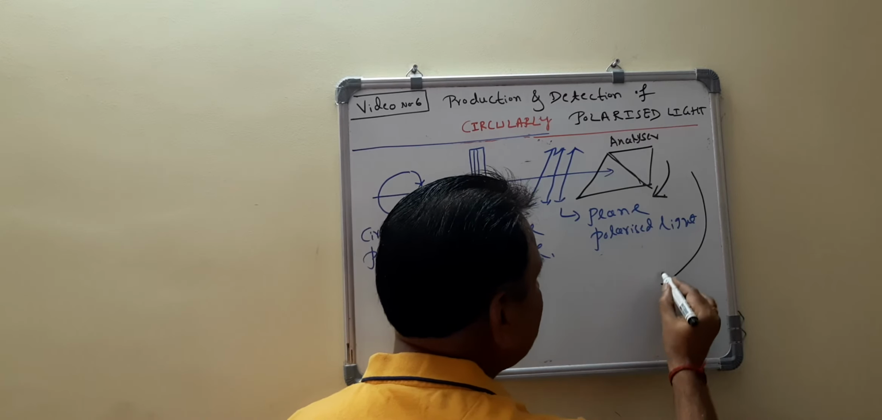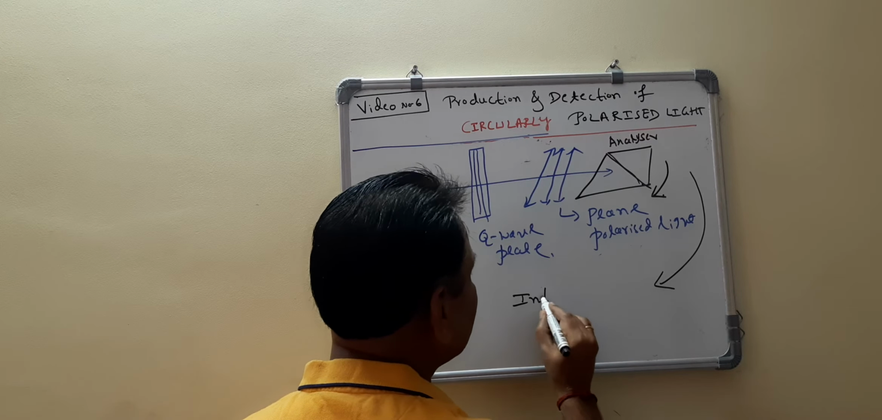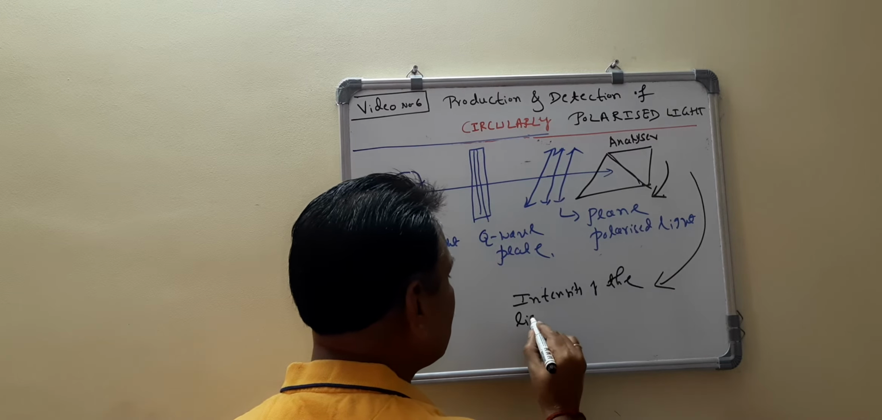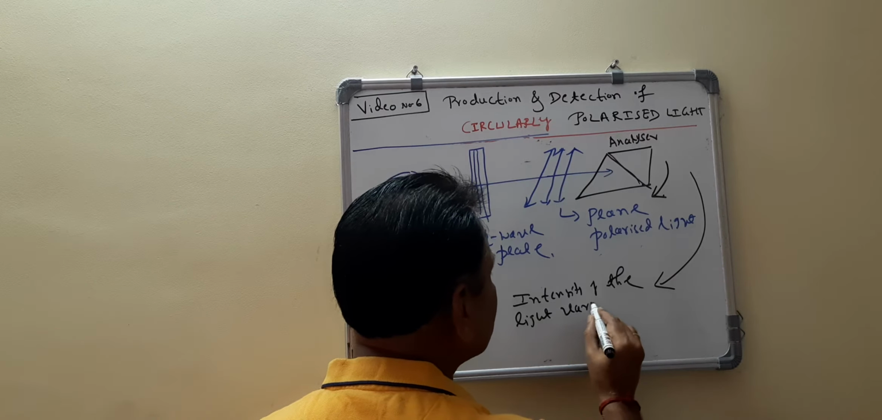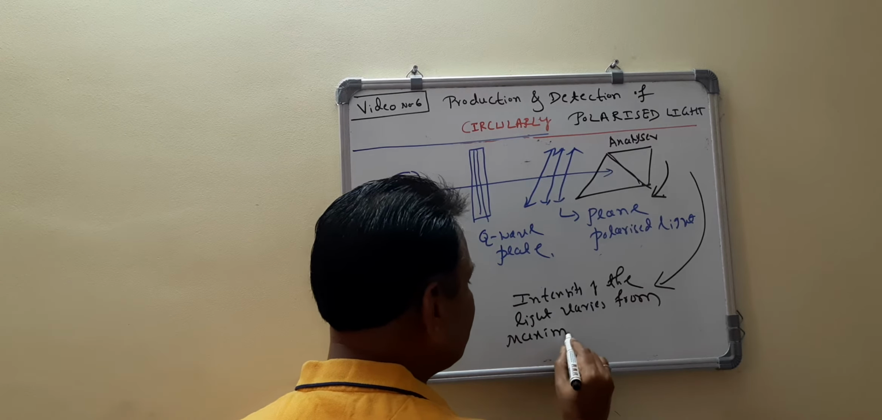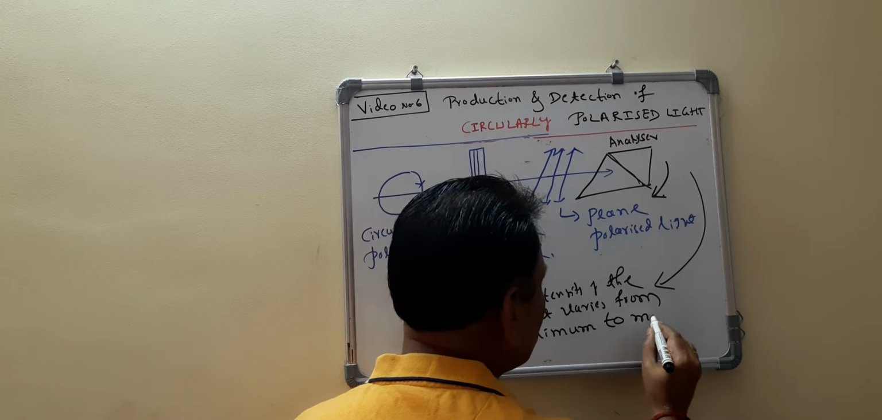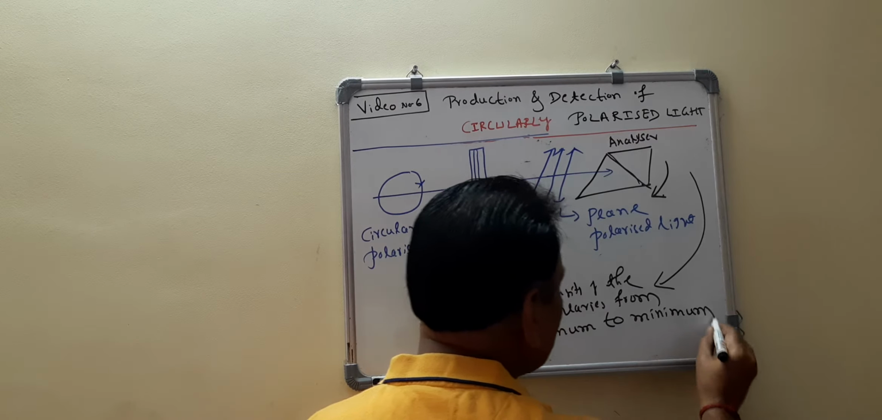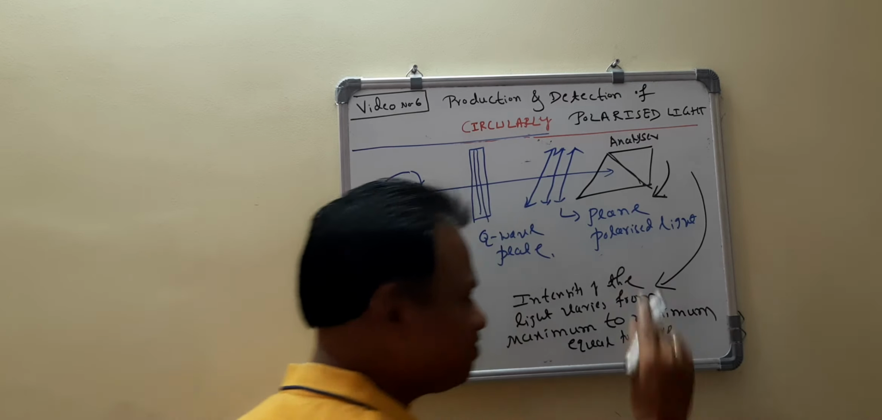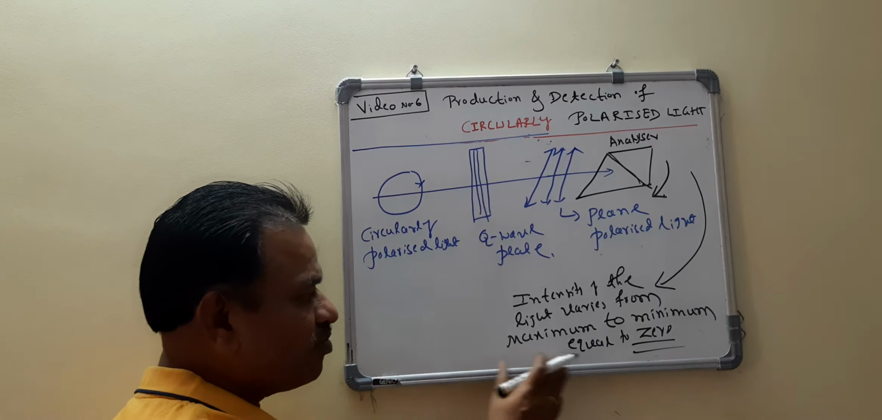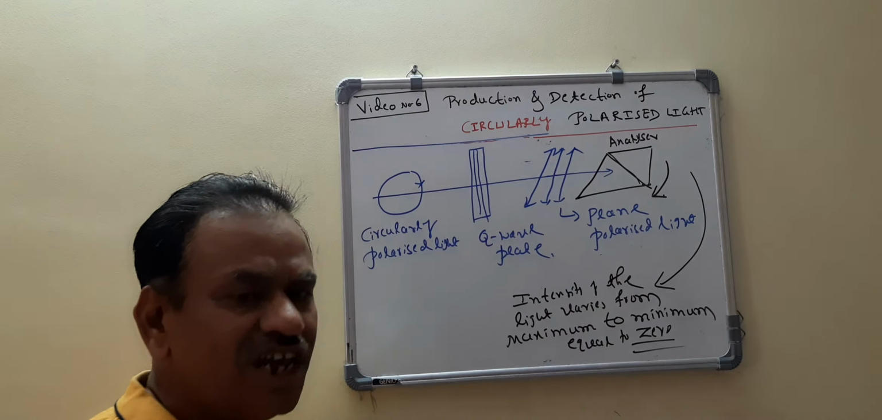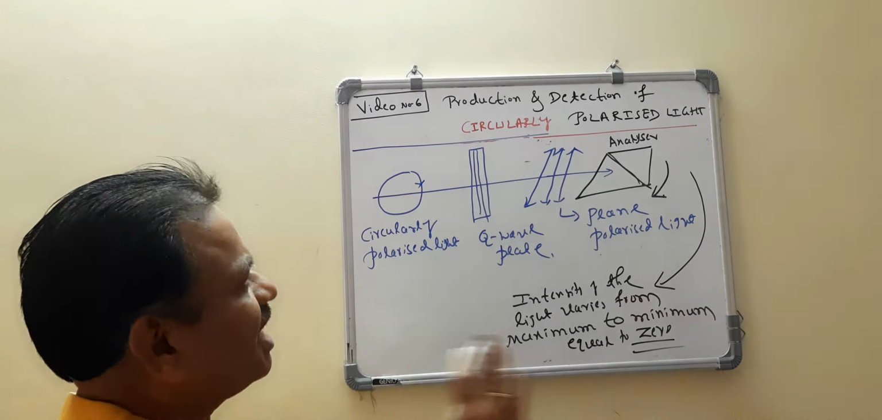Here the observation is the intensity of the light. The intensity varies from maximum to minimum equal to 0. This is the condition. If the intensity varies from maximum to equal to 0, then you should say that this is circularly polarized light. This is the reverse mechanism.